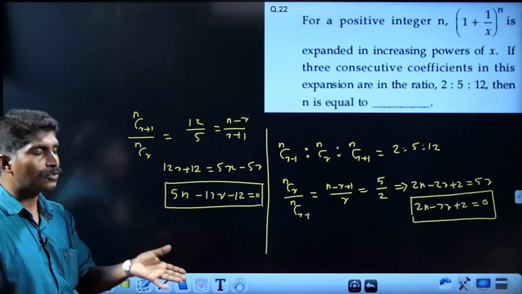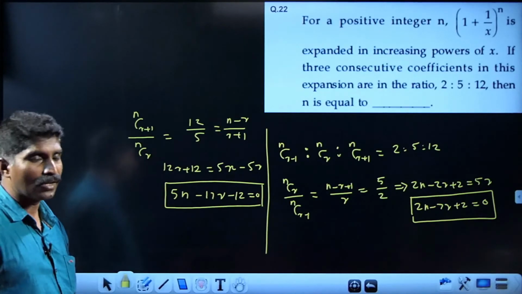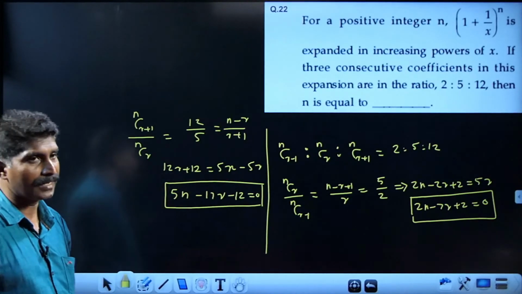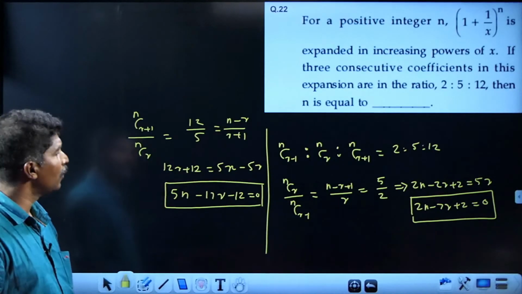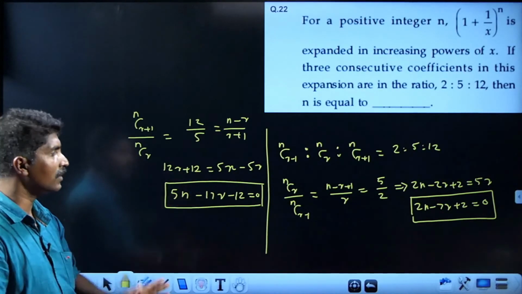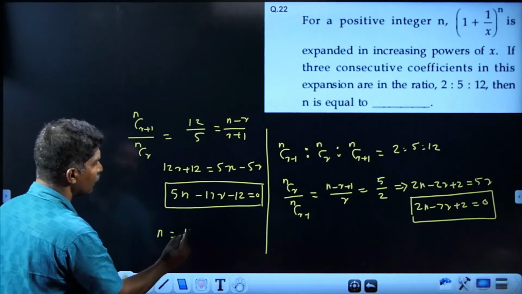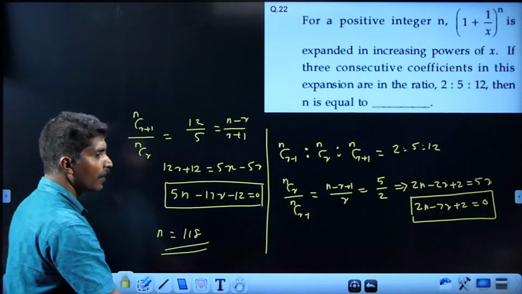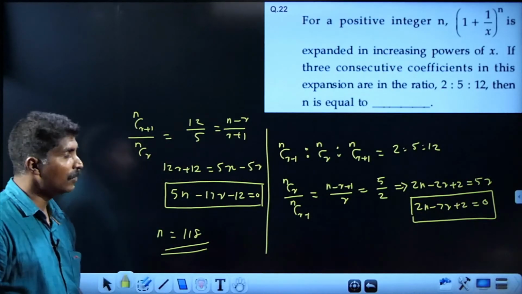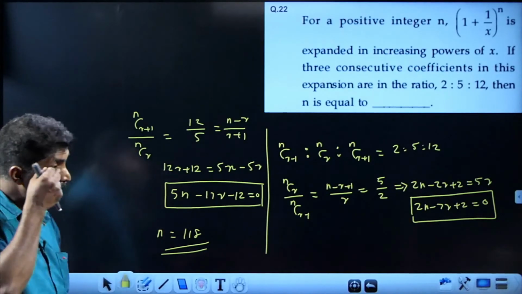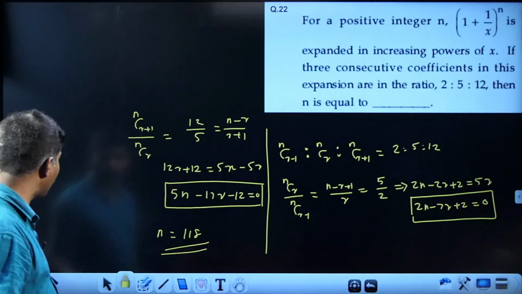Two variables and two equations, and you can solve. If you know the cross multiplication method of solving two simultaneous equations, you do not need to equate the coefficients and so on. So directly you can write the value of n. You will get n is equal to 118. If you solve the equations by your 9th standard method, it will not be easy, but if you know the cross multiplication method, it will be easy.